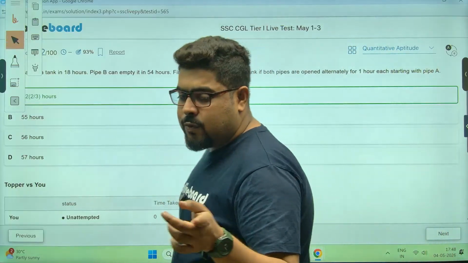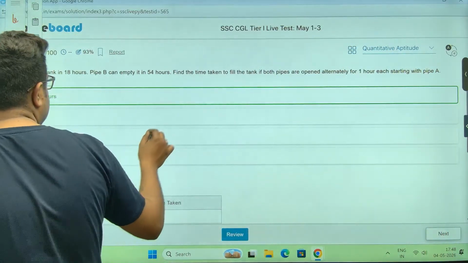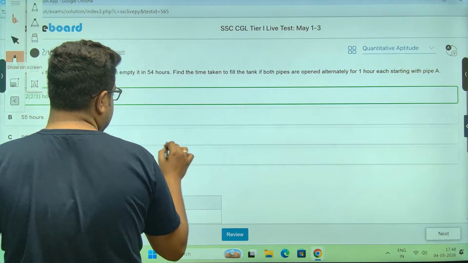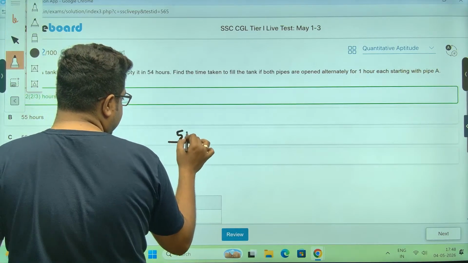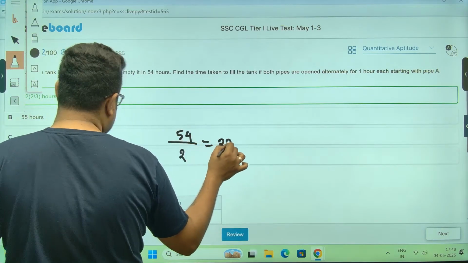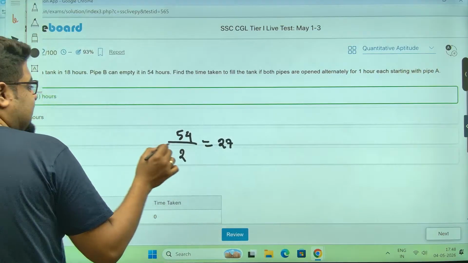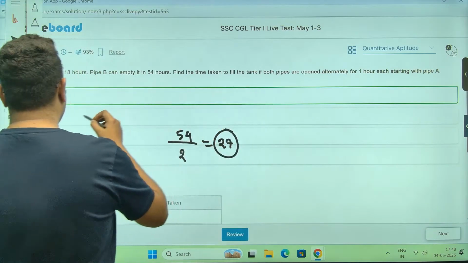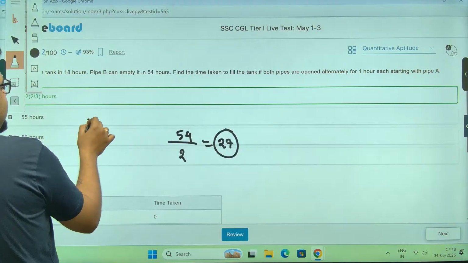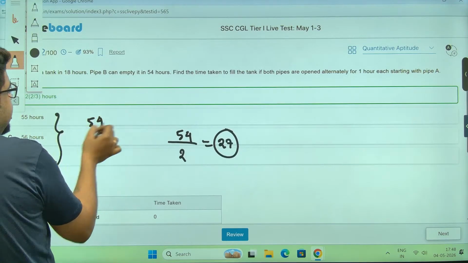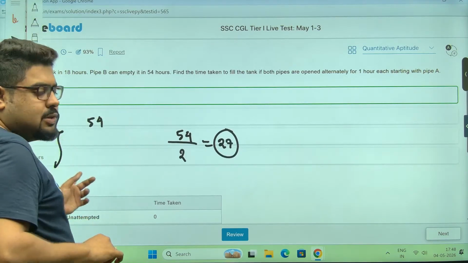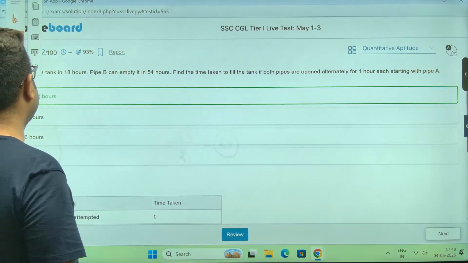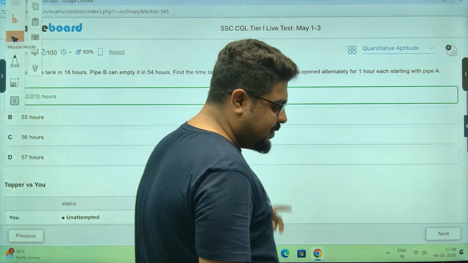Now, where do students make the mistake here? Sir, total 2 liters is getting filled every hour. Total is 54. So 27. And they mark 27. 27 meaning 27 packets, into 2, 54. So if there is an option called 54, they will mark it. And if there is not, they will say the question is wrong. Please understand, things don't always work that way.